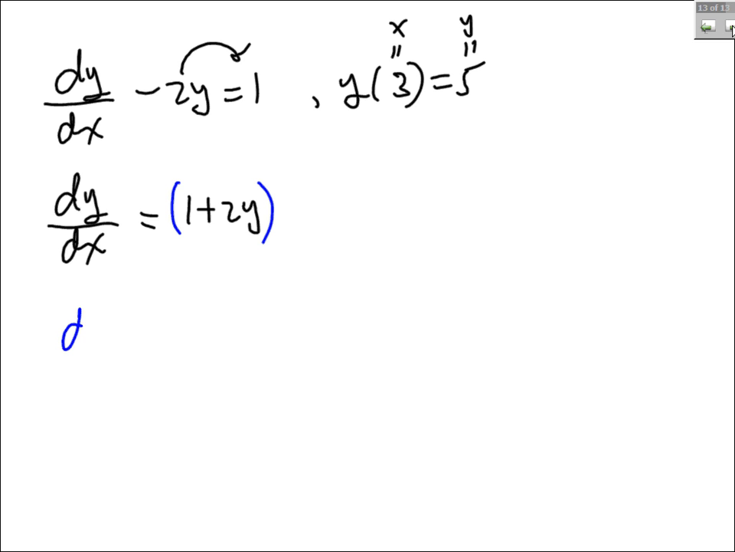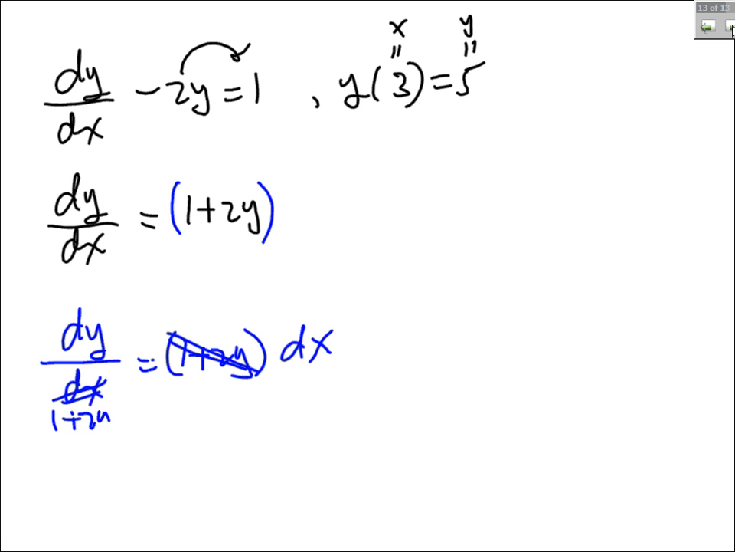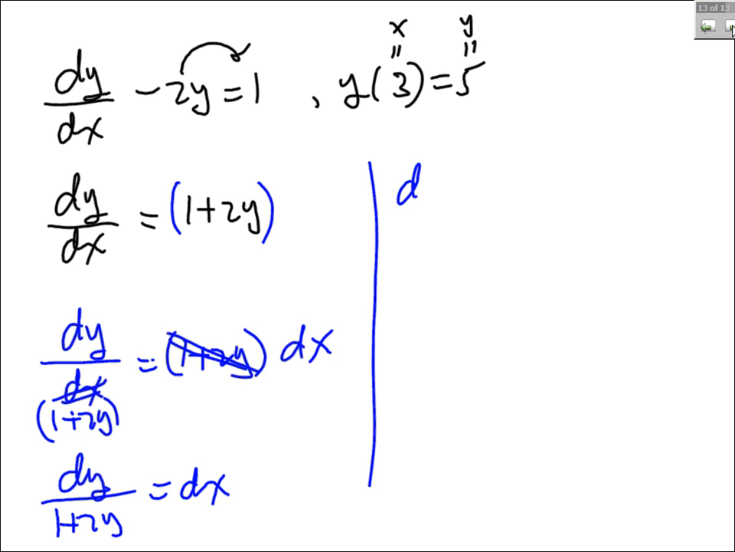Okay, now we move things around. dx has to go on the top, the y's have to go on the bottom. So dy over 1 plus 2y is dx. Now, I just want to comment on one thing, please.